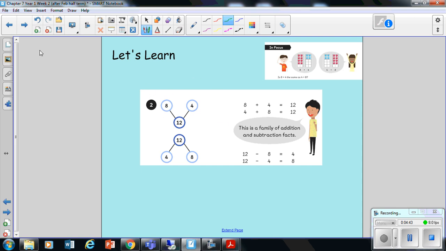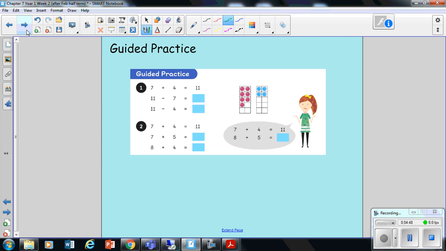So that is our subtraction and addition fact family, okay, for this number bond. Now you might want to do that for another number. Well, that's why we're going to head straight on to our guided practice. So you've got 7 add 4 equals 11. What could be the other addition sentence? Can you write it down?